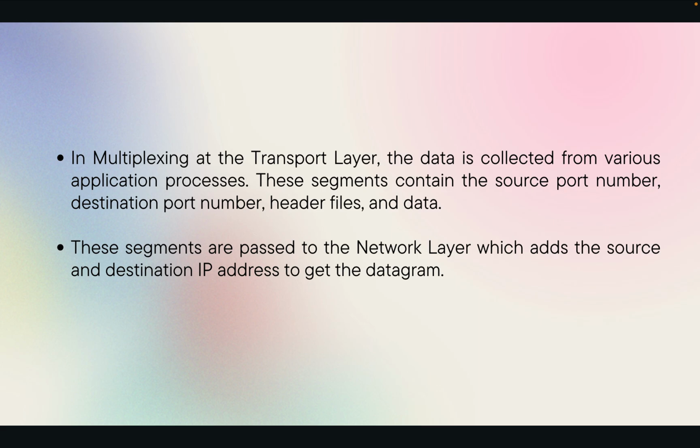So, in multiplexing at the transport layer, the data is collected from various different applications. Applications can be Google or Outlook or Skype or any other communication application, Google Hangouts, etc. Anything. Now, these segments contain the source port number and the destination port number, and they have headers and data. These segments are then passed to the network layer.